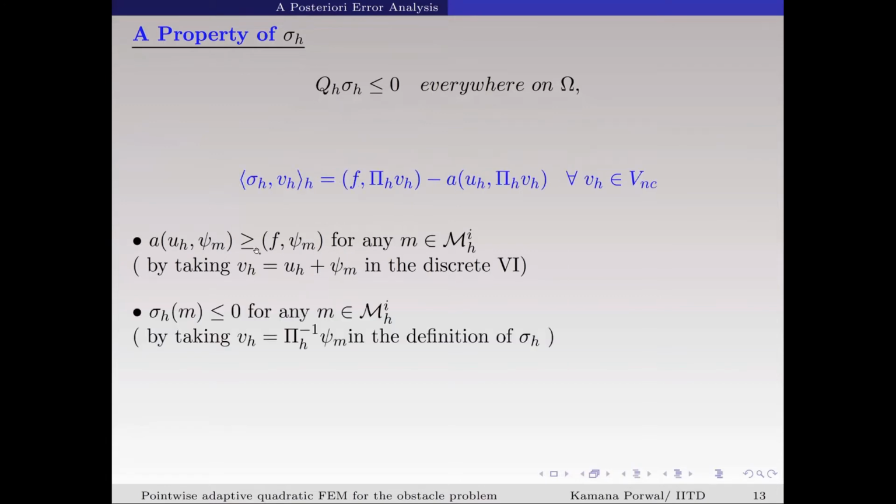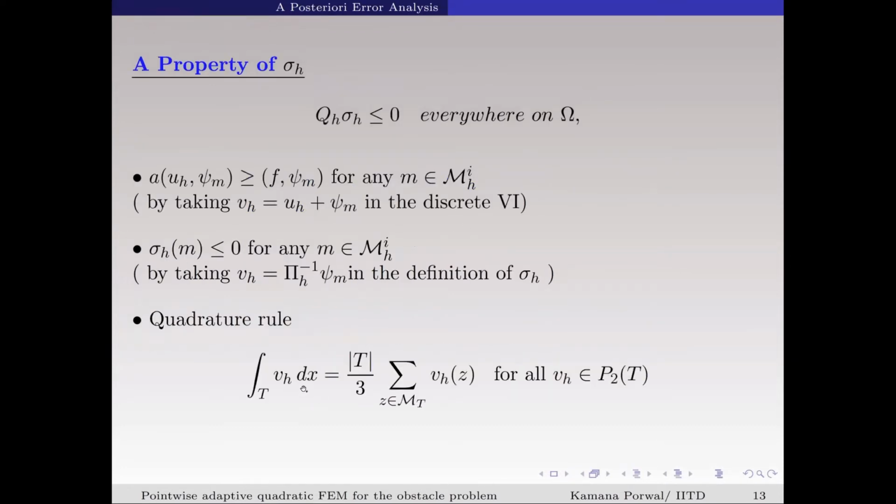Now we take the test function VH as pi_h inverse psi_m in the definition of sigma_h, and then we use this relation to obtain that sigma_h at all the midpoints of the edges is going to be non-positive. And finally, we use this integration rule, which is exact for quadratic polynomials, to conclude that the integral of sigma_h over the element is going to be non-positive, which basically gives us that QH sigma_h has this sign.